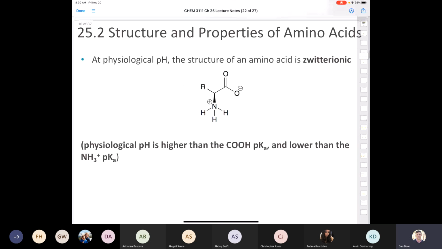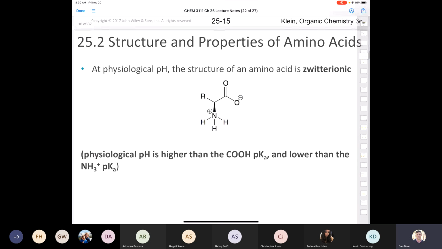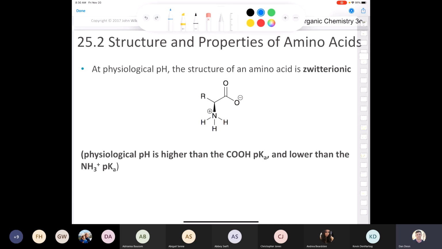What's the consequence of all this? At physiological pH, the structure of an amino acid is going to be zwitterionic. What is a zwitterion? It's a compound that has both a positive and a negative charge in it. Physiological pH is higher than the carboxyl pKa, which was around 2, and it's lower than the pKa of the ammonium, or the protonated amine, which is around 9 to 10. So again, physiological pH fits in between the two, and so at physiological pH, the structures of amino acids are going to be zwitterionic.